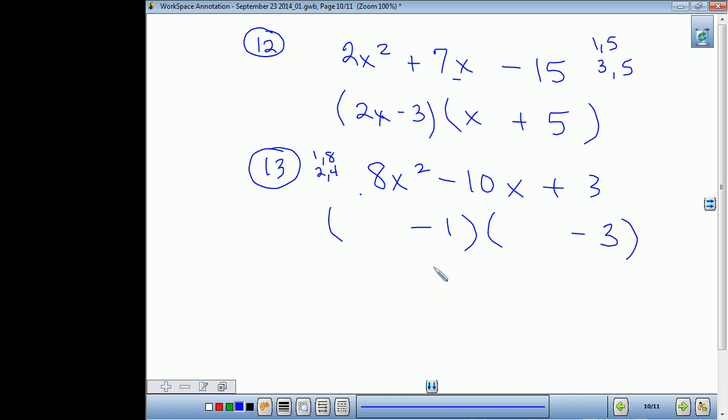So now, I have to figure out, how can I get a negative 10 out of this? Right, it's a check. Oh. Right there. 2x minus 1. 2 goes right there, 4 goes right there. Minus 3. Beautiful. That gives me negative 6 and a negative 4 makes a negative 10.